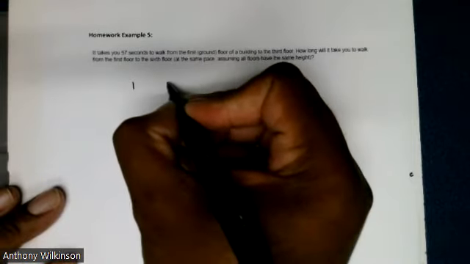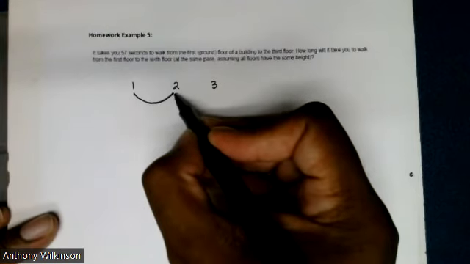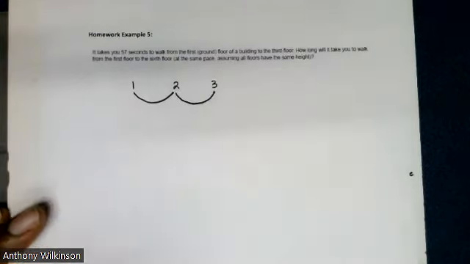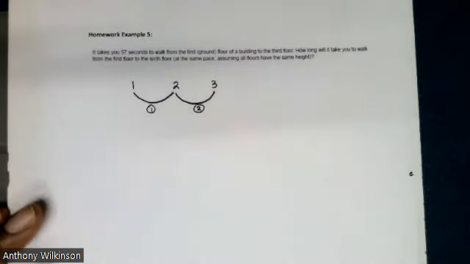All right, one way of doing this would be to use appropriate tools. Sometimes you may have to draw something. And here I'm going to just do this: first floor, second floor, third floor. So here you're going from the first floor to the second floor, that's one interval. And then from the second to the third floor, that's the second interval. And you did this in 57 seconds.